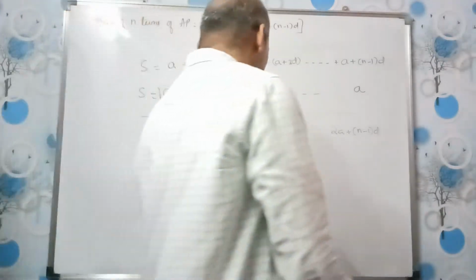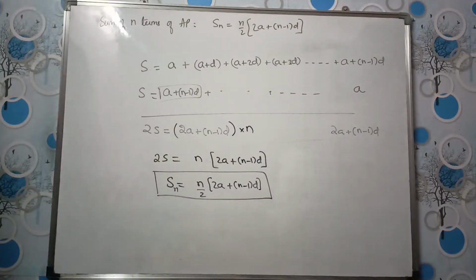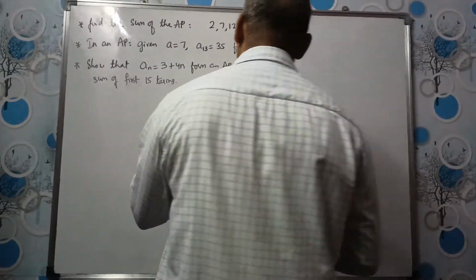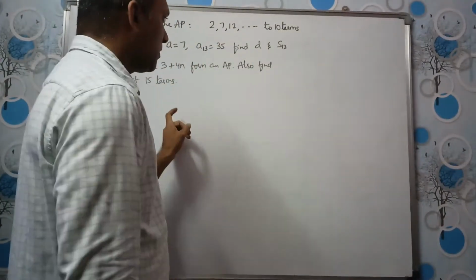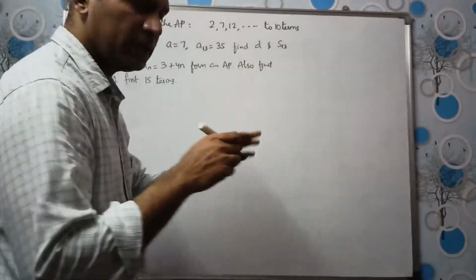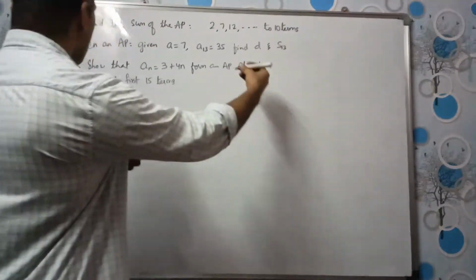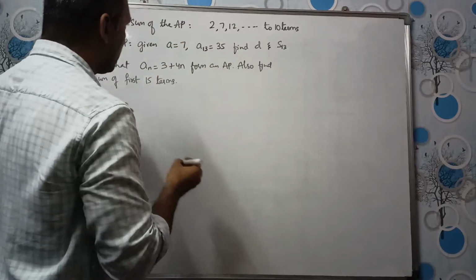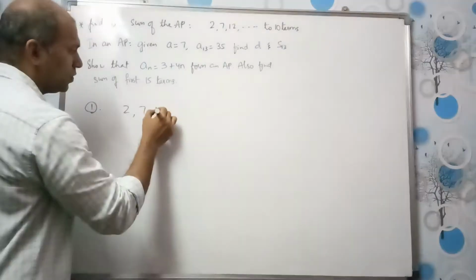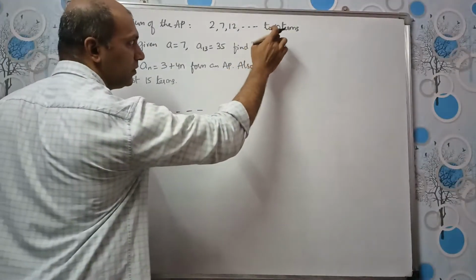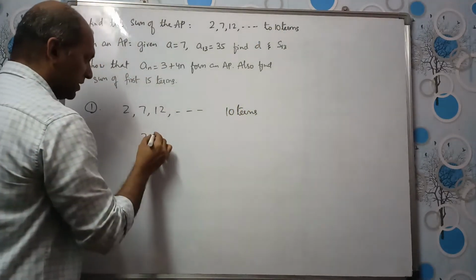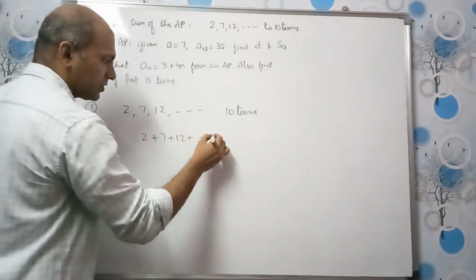We'll do a few problems now. Apart from this, we'll do two more problems: the spiral binding problem and the bucket and ball race problem. So first one, find the sum of the AP. The AP is 2, 7, 12, and so on. We need to find the sum of 10 terms. That means 2 plus 7 plus 12 and so on up to 10 terms.